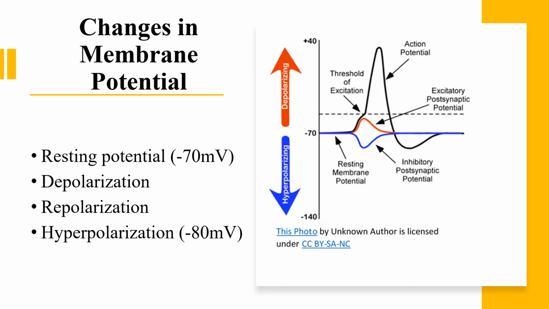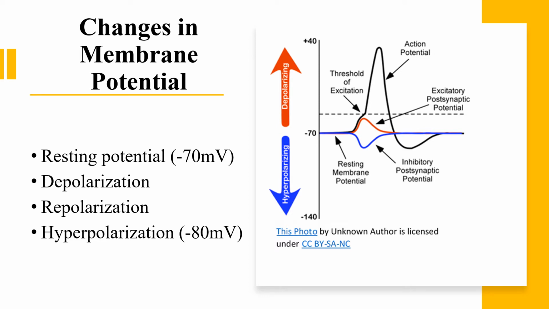After depolarization, the membrane returns to the resting potential, and this is called repolarization. During repolarization, the membrane can become more polarized or more negative inside the cell, which is called hyperpolarization.